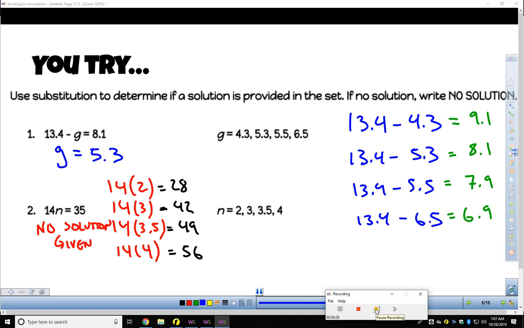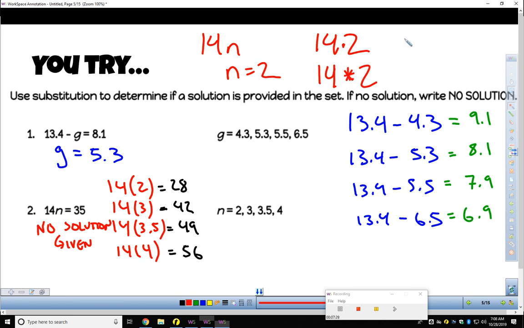One thing I do want to point out, especially with the multiplication, when I substitute in, let's say n is 2, it's not 142. It is not 142. When the variable and the number are smashed together, that's multiplication. You could write it in that way. You could write it with an asterisk. You could write it with parentheses. You could even write it with an x if you had to. I would caution you against using x for multiplication.